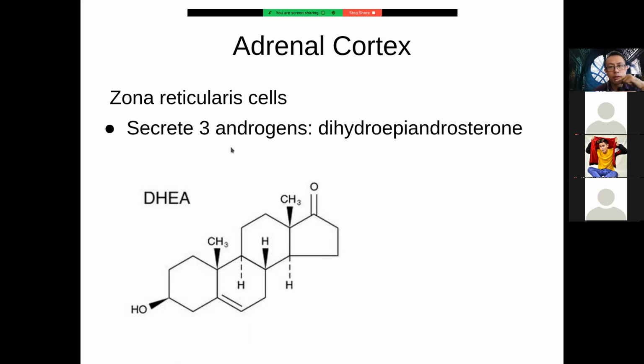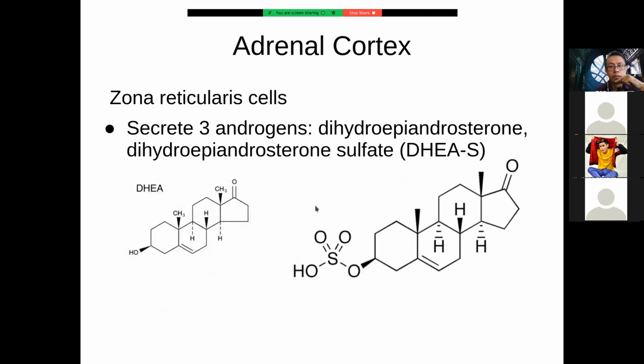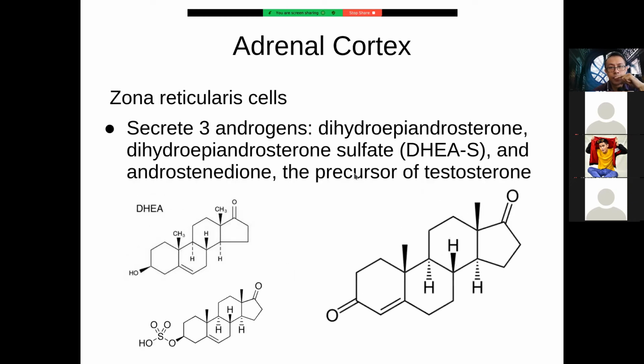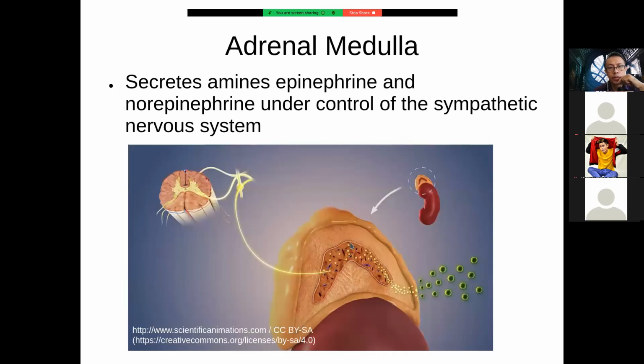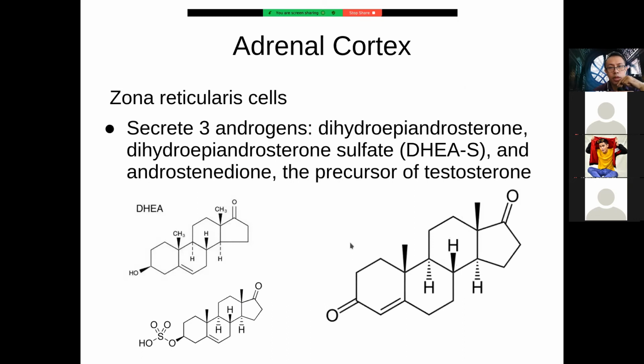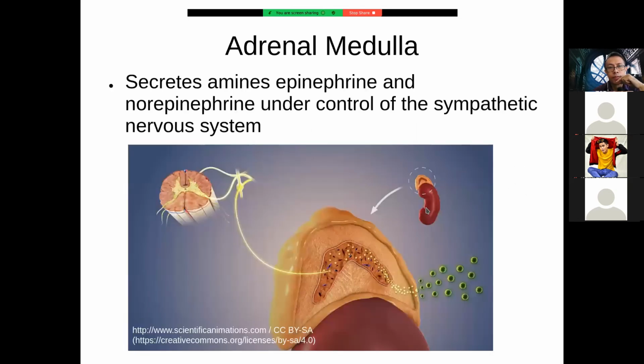So androgens, the so-called DHEA, dehydroepiandrosterone, androsterone, and the DHEAS, meaning there's an additional sulfate attached, and the precursor of testosterone, which is androstenedione. Those are the products of the zona reticularis, and nothing to do with stress, but more to do with manliness, masculinity, if you want a better term.